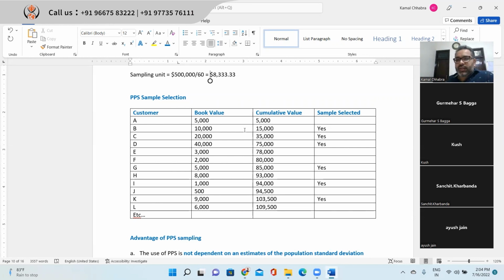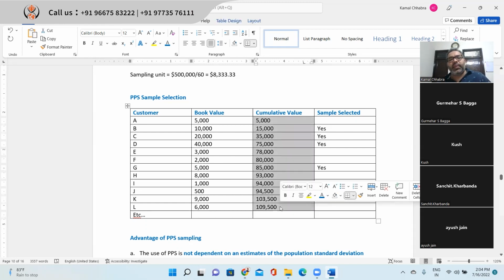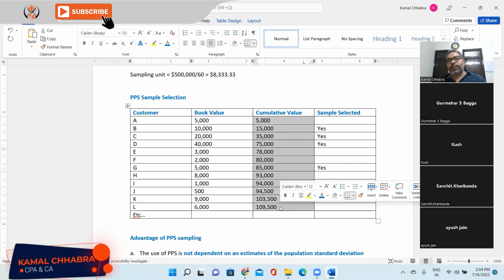Now, how do you select which customer you need to test? It is based on the sampling unit. The sampling unit says that in every multiple of 8,333, whichever customer the cumulative balance falls on, you will select that customer as a sample. First, you will look only at the cumulative balances. Book value is not relevant from now onward for selecting the sample. For selecting the sample, cumulative value is important. So 5,000 is less than 8,333.